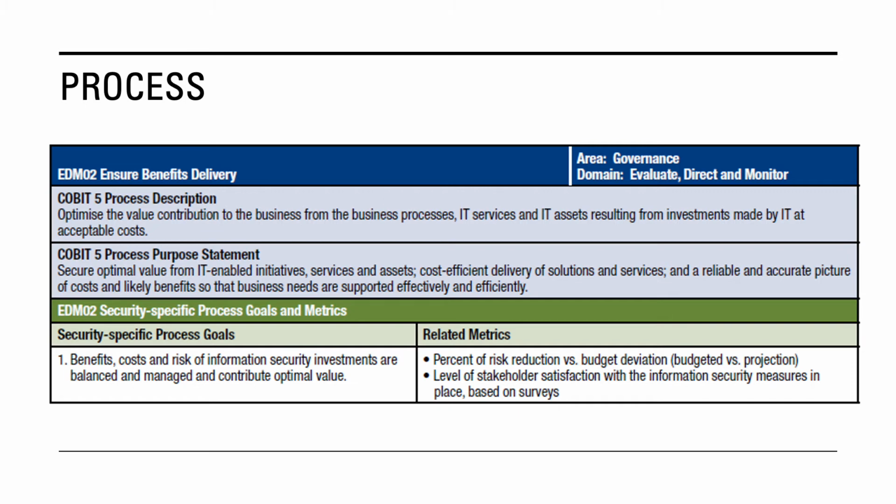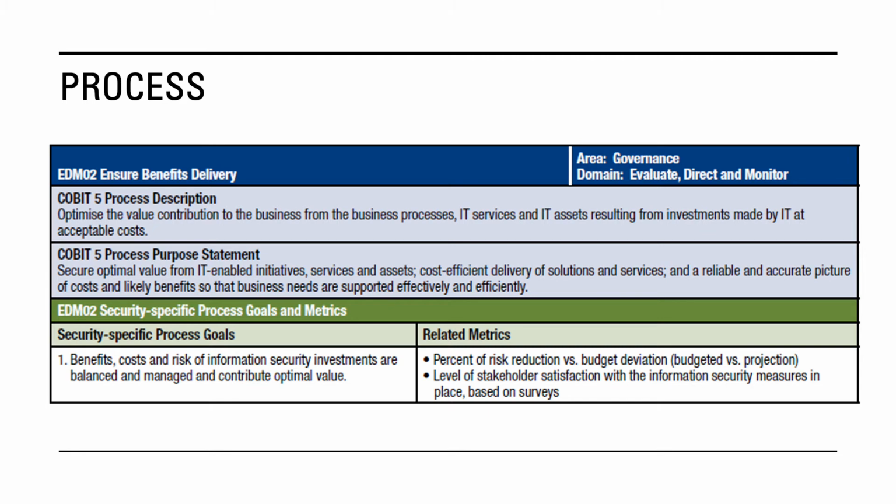Here, as an example of this process, this is what you're seeing here. It's giving you a description of what this is, and then the next is the purpose statement. So in this case, securing optimal value from IT-enabled initiatives, services, and assets, etc. And then we have the security-specific process goals and metrics. As security practitioners, that's the part that is going to directly affect what we're going to be doing when we want to go and implement this.